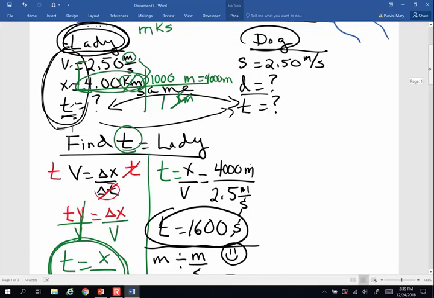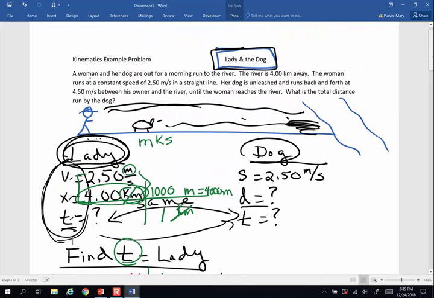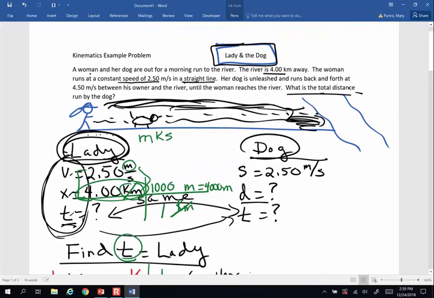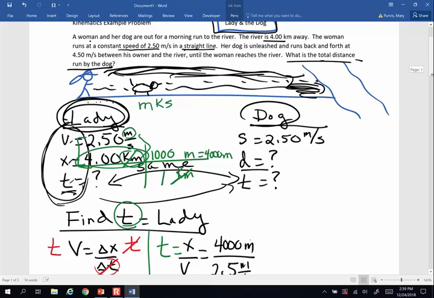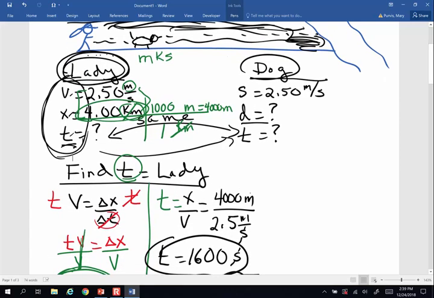Now, am I done with the problem? I'm not, because what do I care about? What's the distance the dog ran? Okay. Now remember we said the dog's going to stop moving when the woman stops moving. And how long is it going to take her to get to the river? Well, 1,600 seconds. So now that I have this, I now know the dog's time is 1,600 seconds, and I'm going to look for displacement.